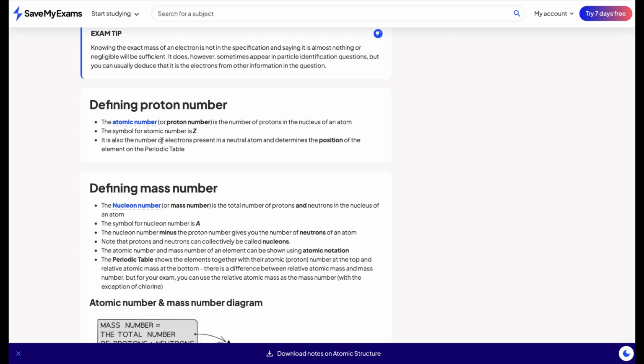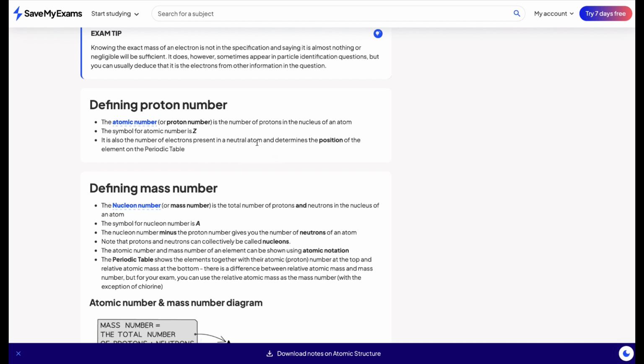Now let's go to defining proton number. What's a proton number? The proton number is called the atomic number. The atomic number is the proton number, the number of protons that is in the nucleus of the atom. The number of protons that you see inside the nucleus of the atom is the atomic number, also the proton number. Now the symbol is usually Z. In chemistry we use Z for the symbol for proton or atomic number, and it also has the number of electrons present in the neutral atom.